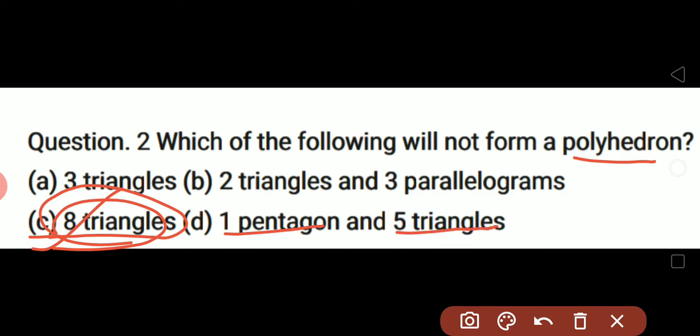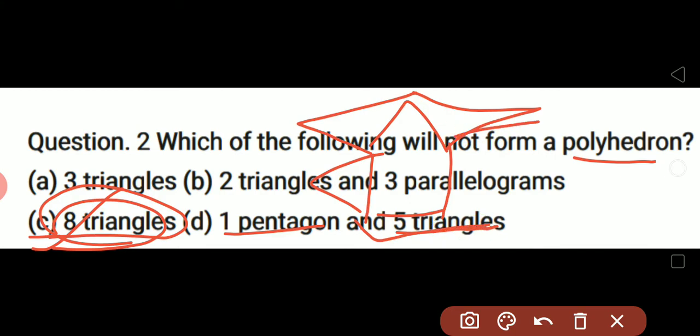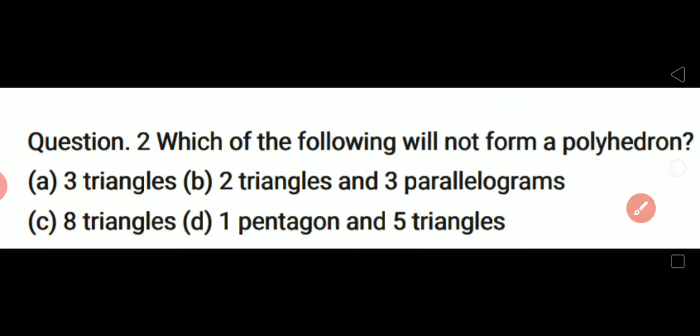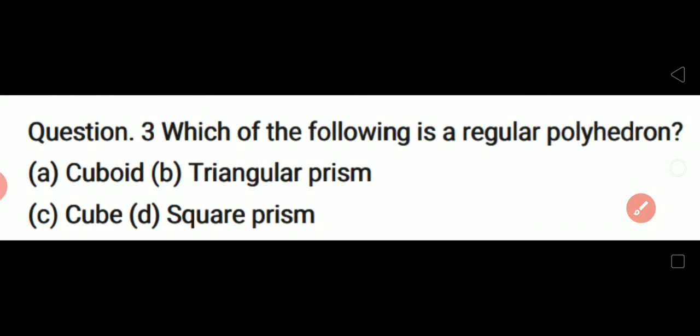If you have a pentagon at the base and 5 triangles, so yes, if you join them at the vertex, it becomes a pyramid with a pentagon base. So yes, it is a polyhedron. Come to the next question.